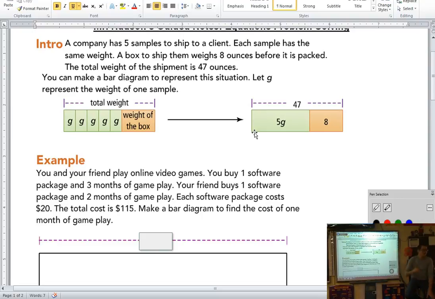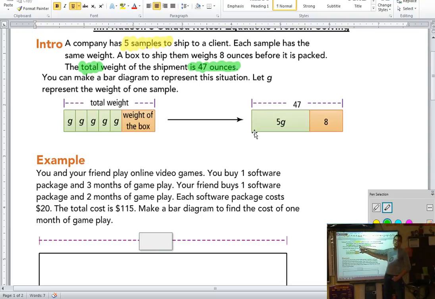So when we look at a word problem, we want to highlight what's important, break it apart, and a lot of times drawing a picture will help me visualize it. So here in this word problem in the intro, what do you think is important? Bella, if you had to identify one important thing, what would you highlight? Yeah, the 5 samples, right? They're shipping 5 samples to a client. Justin, what else would you highlight? 47 ounces. Yeah, so the total, we want to recognize this total is 47 ounces.